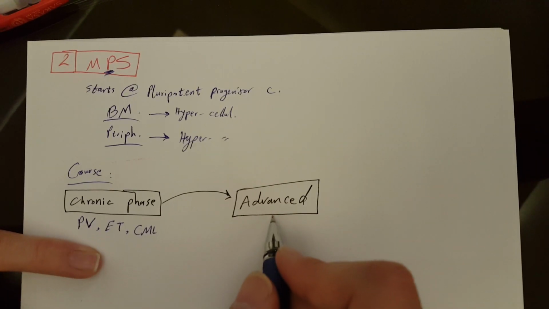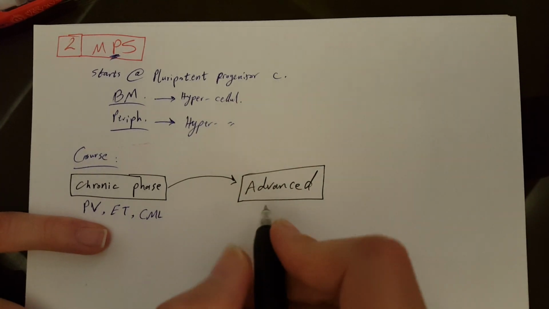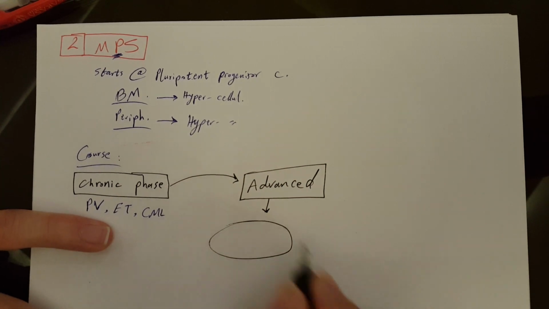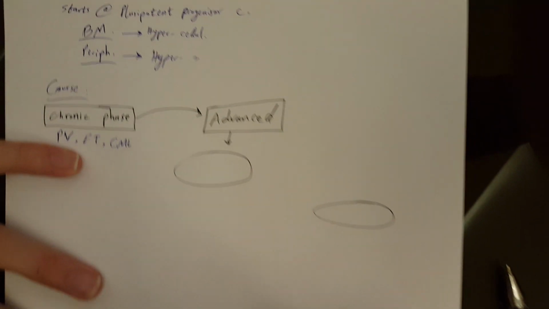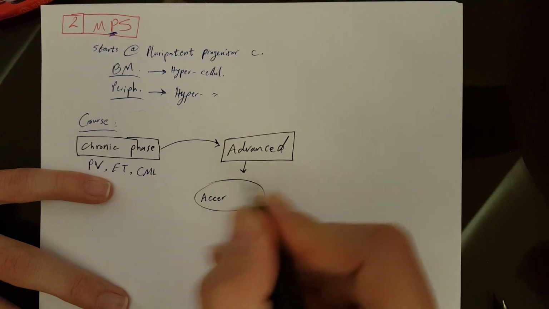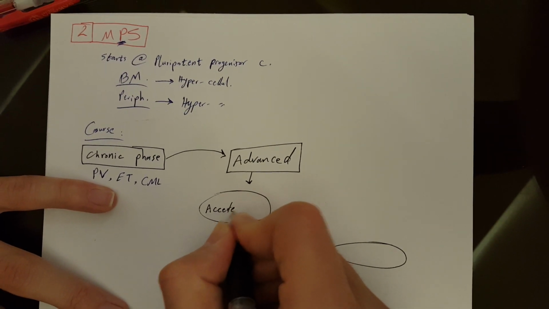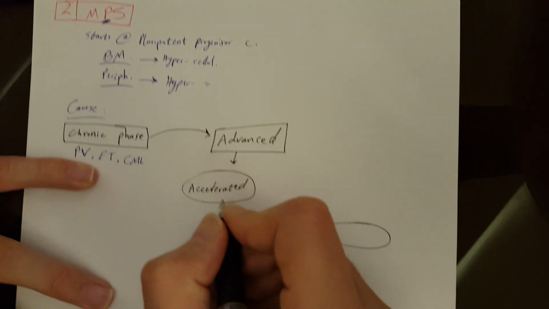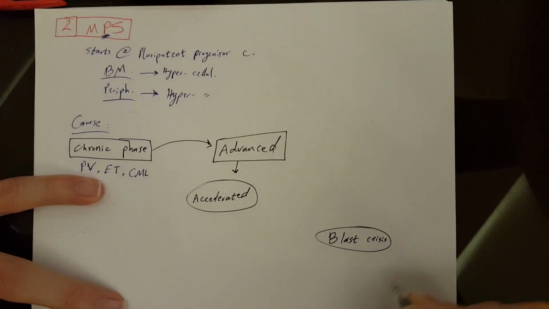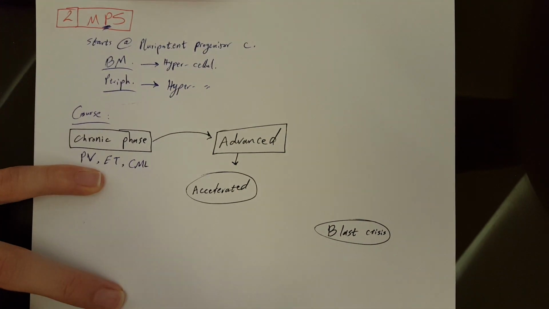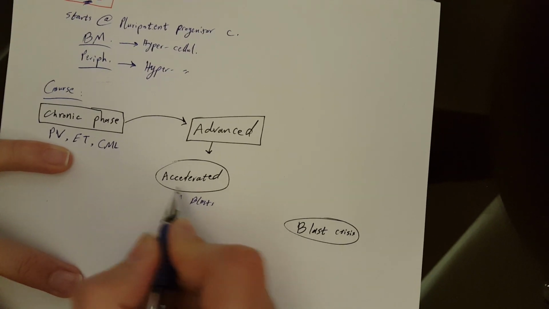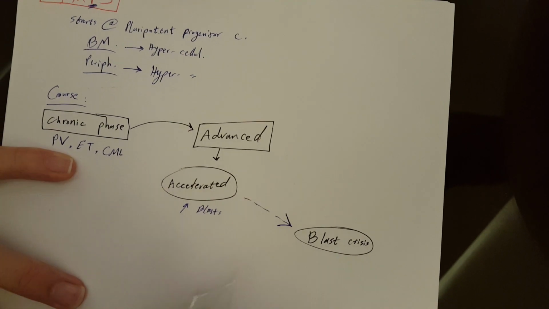Now, in the advanced stage, this one actually has 2 parts. First, they start to accumulate and proliferate more and more, so it's an accelerated phase. And then it becomes a full-blown crisis. A blast crisis, okay? The accelerated phase is just blasts increasing more and more and more. And then it develops to this one, blast.